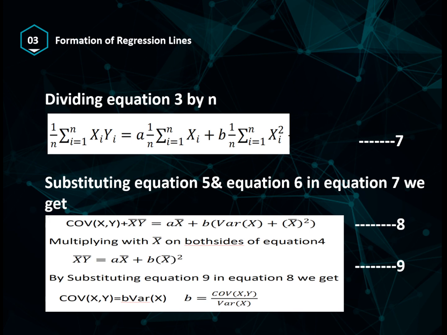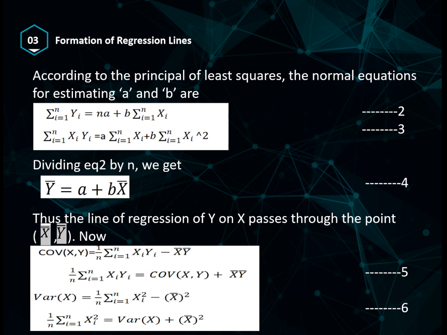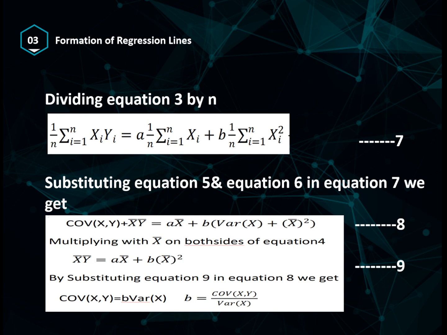So we get covariance of x comma y plus x bar y bar is equal to a x bar plus b into, in place of 1 by n summation xi square, let me show you. From equation 5, 1 by n summation xi yi can be written as covariance of x comma y plus x bar y bar. And from equation 6, 1 by n summation xi square can be written as variance of x plus x bar square. After writing it, finally we are going to get covariance of x comma y plus x bar y bar is equal to a x bar plus b into variance of x plus x bar square.